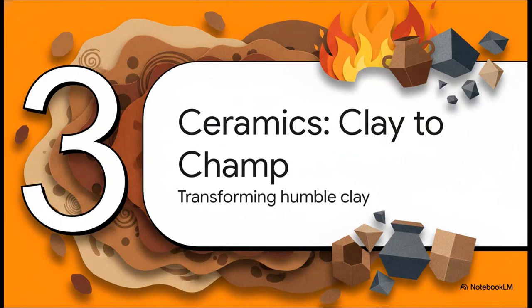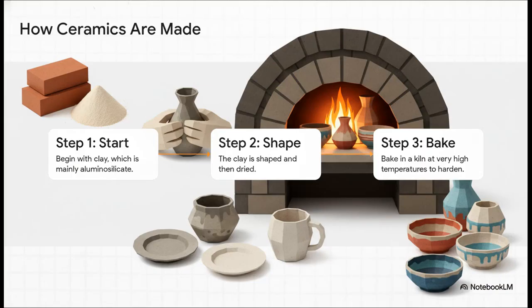All right, let's switch gears. We're moving from glass to ceramics. Now, if glass is all about mixing precise chemical recipes, ceramics are all about transformation. We start with just humble clay from the earth and, using some intense heat, we transform it into something incredibly strong and durable. The process here is pretty simple but really powerful.